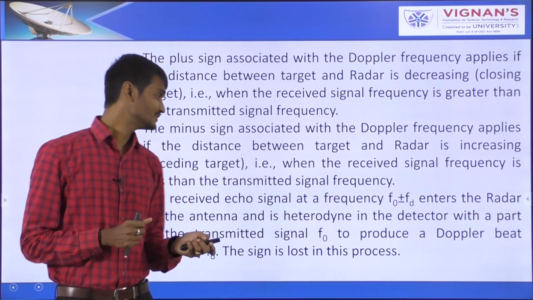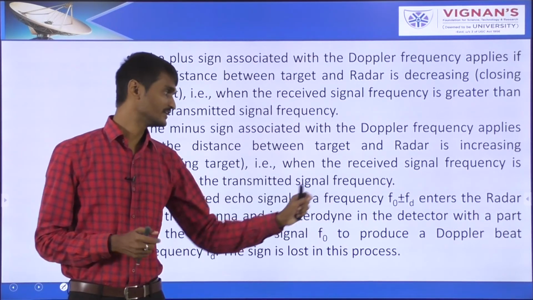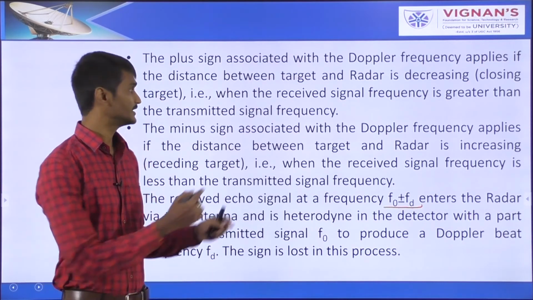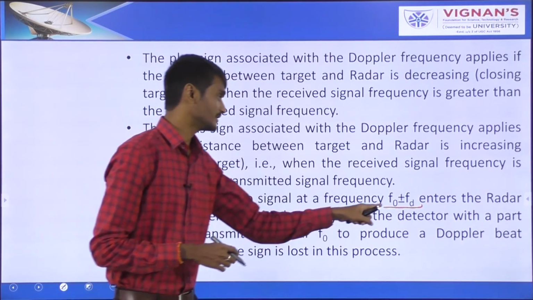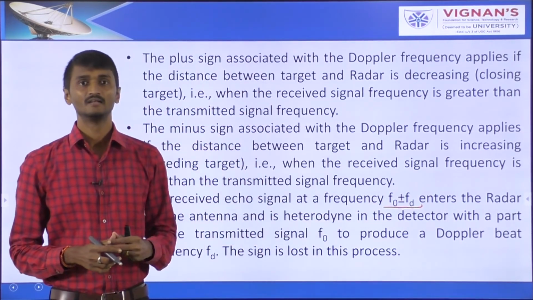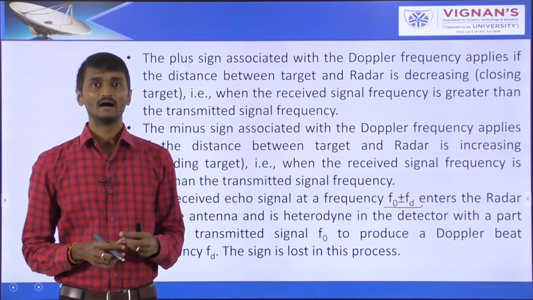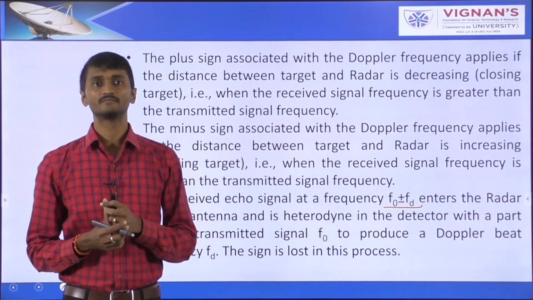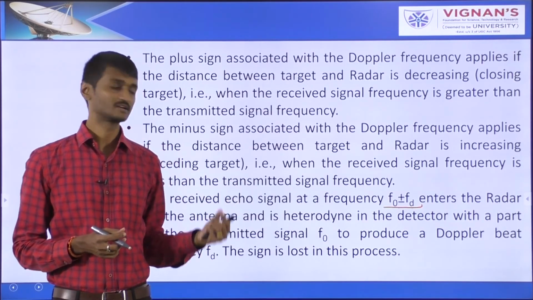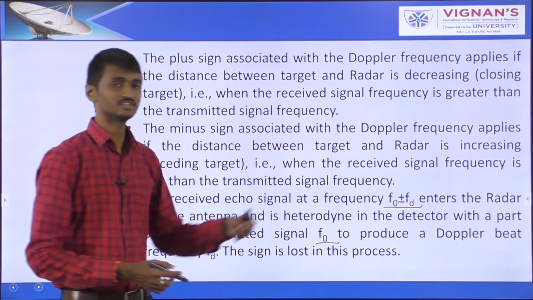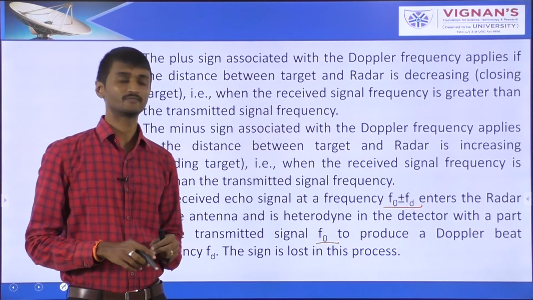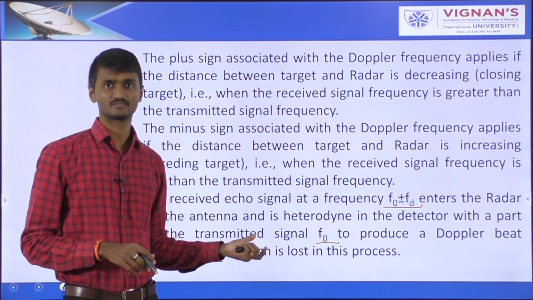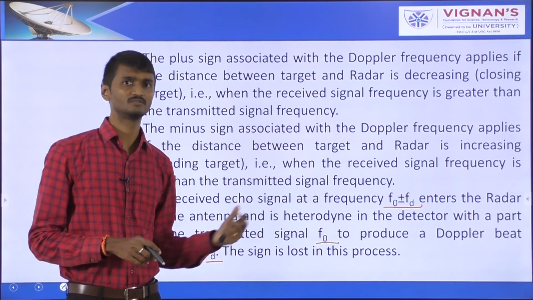So the received echo signal at a frequency f0 plus or minus Fd, because either it is increasing or decreasing, enters the radar via the antenna and is heterodyned in the detector with a part of the transmitted signal f0, to produce a Doppler beat frequency Fd. The sign is lost in this process. That we will discuss later. The detailed discussion will be there.